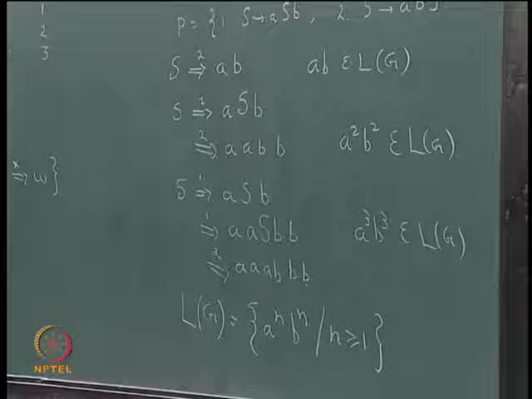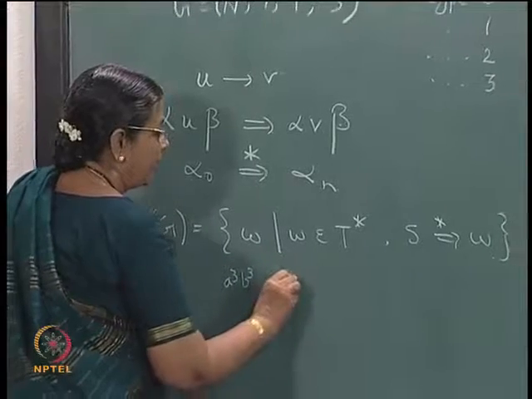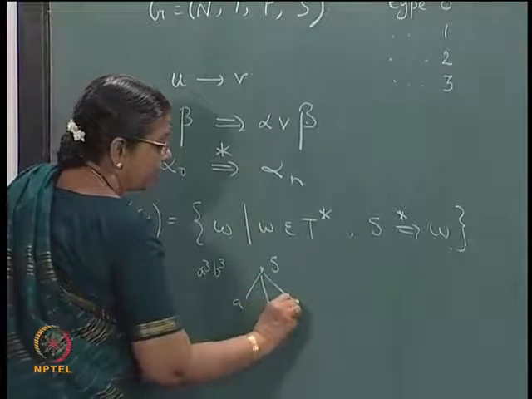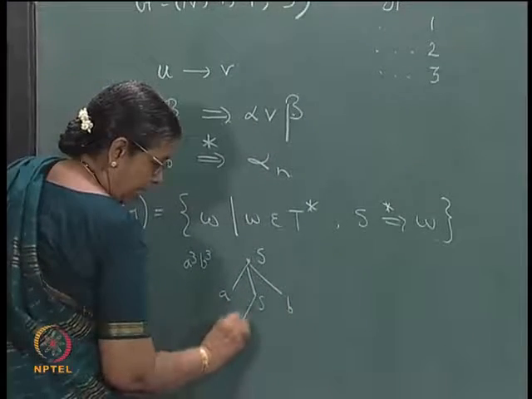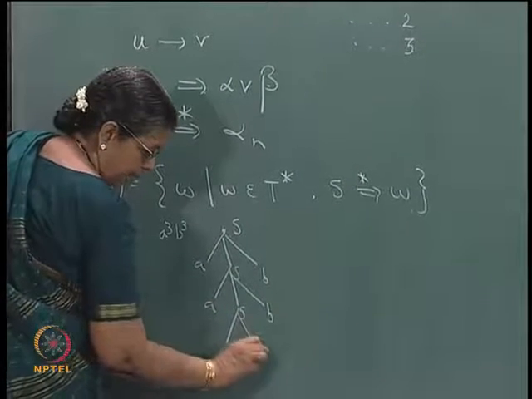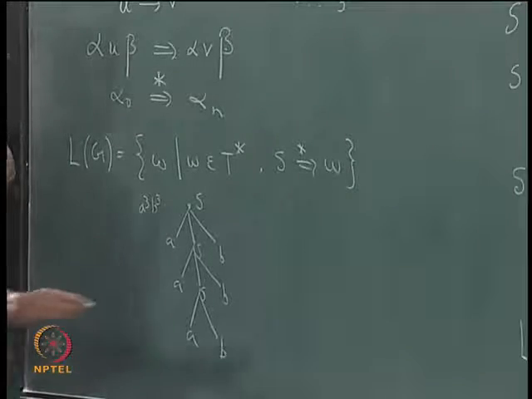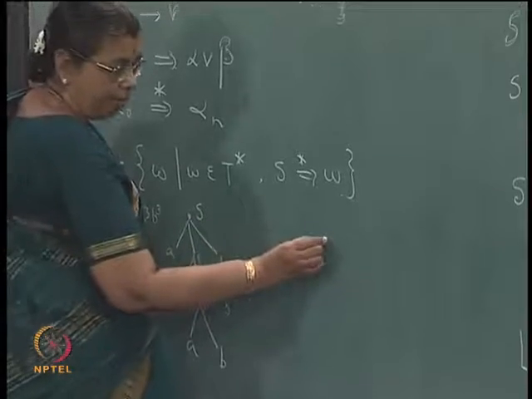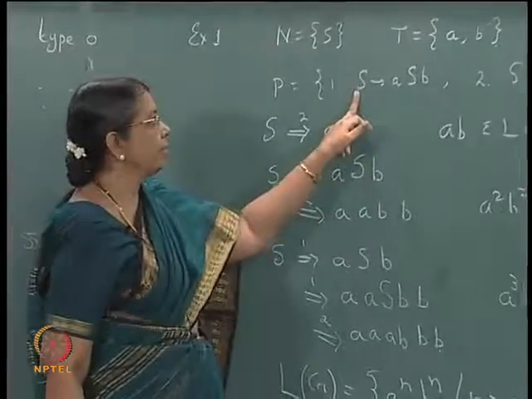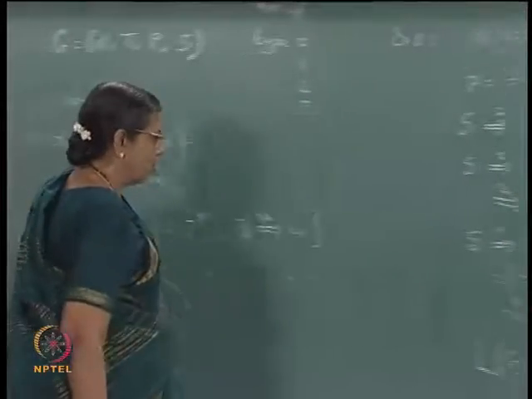In general, for the derivation tree, take A cubed B cubed, the derivation tree will be like this: S, A, S, B, A, S, B, A, B. This is a type 2 grammar, because you see that on the left hand side you have a single non-terminal, and on the right hand side you have a string. So this is type 2 or context free grammar.